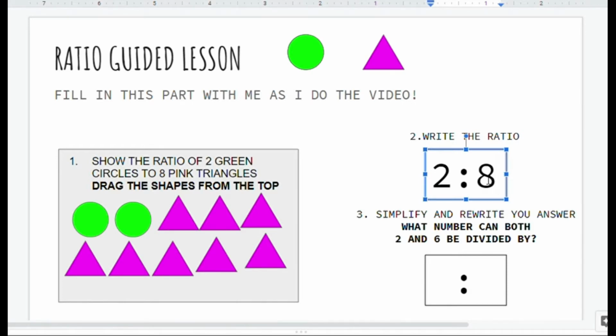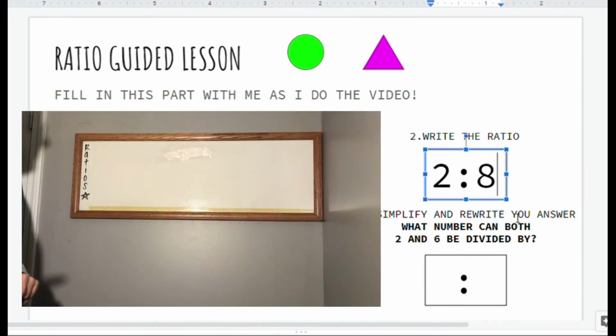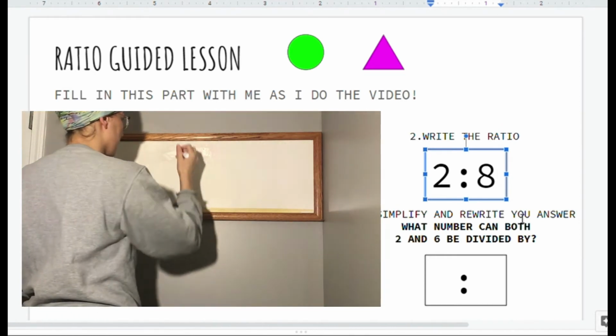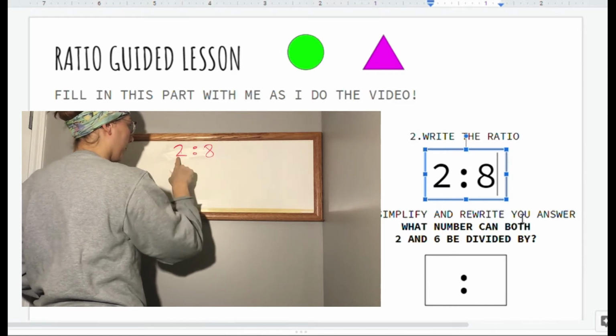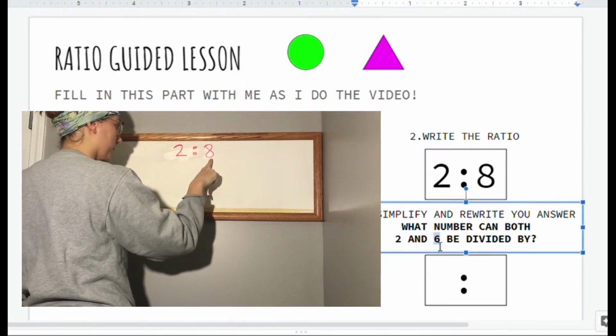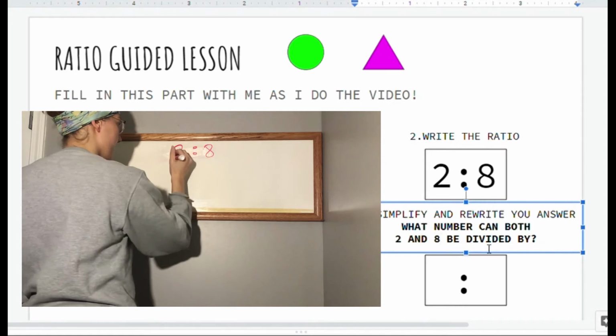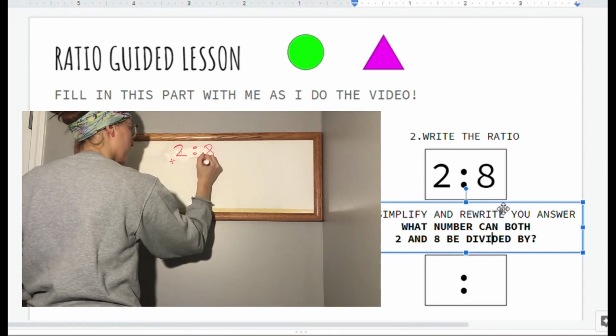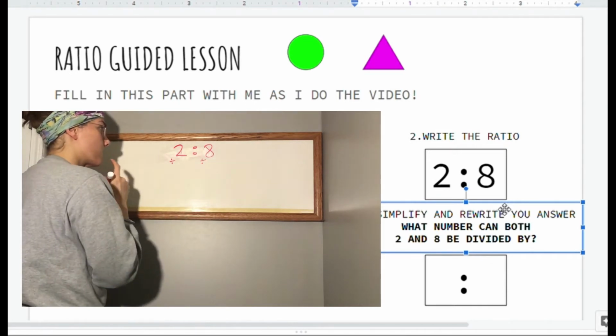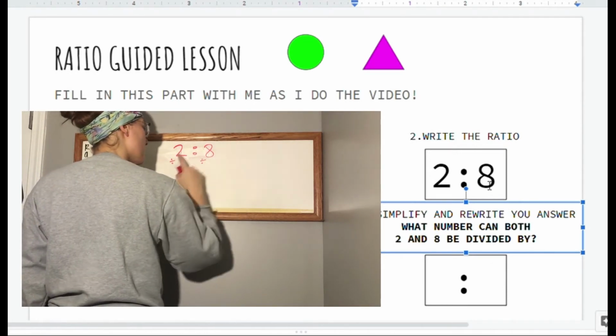The next part of our problem is simplifying and rewriting our answer. I'm going to show you guys this on the dry erase board as well as on the computer. We need to be asking ourselves, what number can I divide both 2 and 8 by? What number can go both into 2 and 8? The number that can go into both 2 and 8 would be 2.